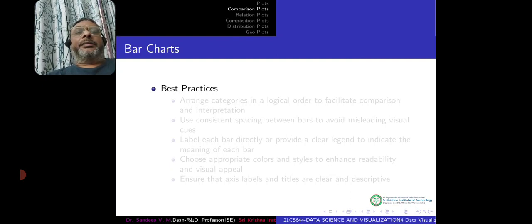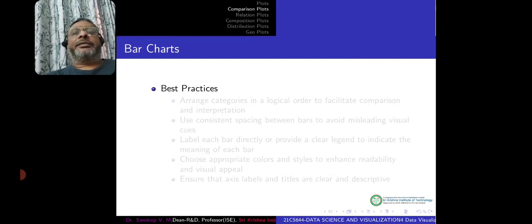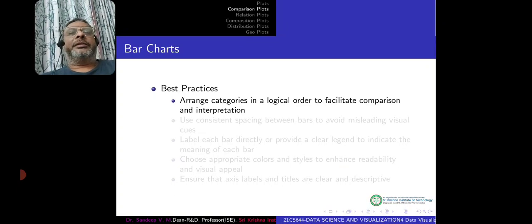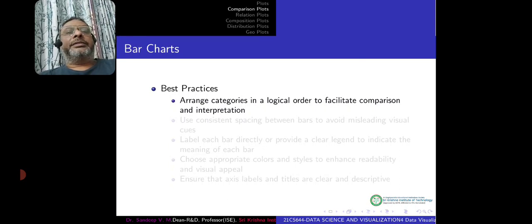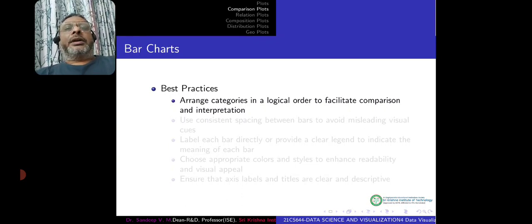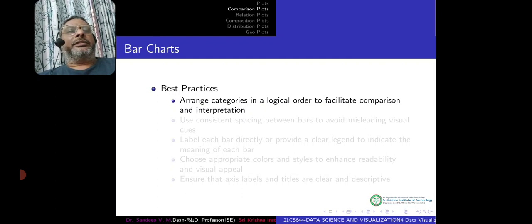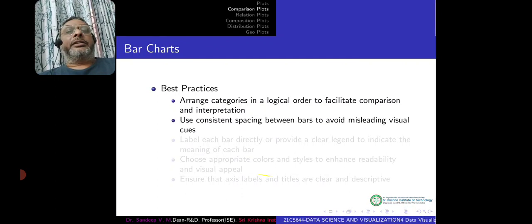So first coming to the best practices while using the bar charts. It is better to arrange categories in a logical order to facilitate the comparison and interpretation. So when we are talking about the categories, arrange them in proper order. If each category talks about a year, then better arrange those years in ascending order so that it becomes easier to compare and interpret the results.